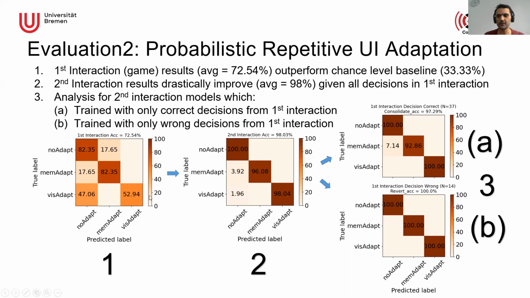As a detailed analysis in number 3, A and B, we also trained our dynamic Bayesian network on only wrong or only correct user interface adaptation decisions from the previous interaction to investigate how well our model can consolidate and correct the wrongly decided user interface adaptation decisions. And we found that it can correct the wrongly decided user interface adaptation decisions.